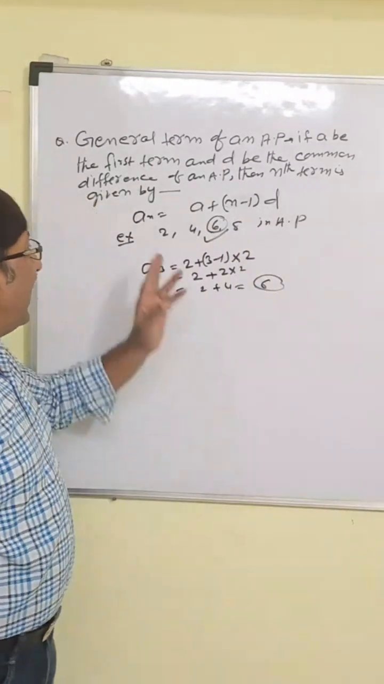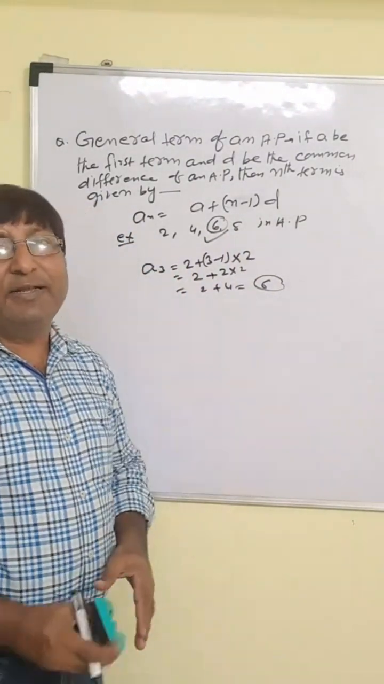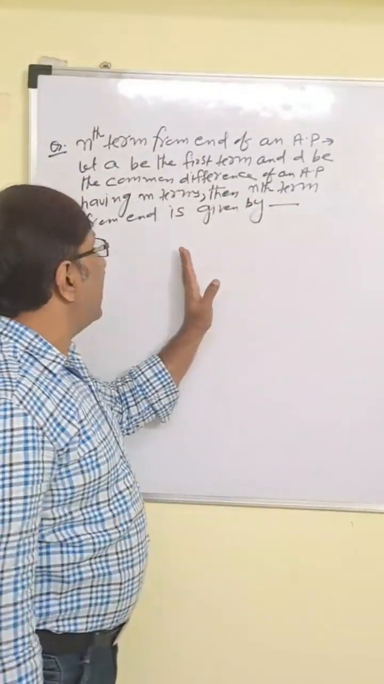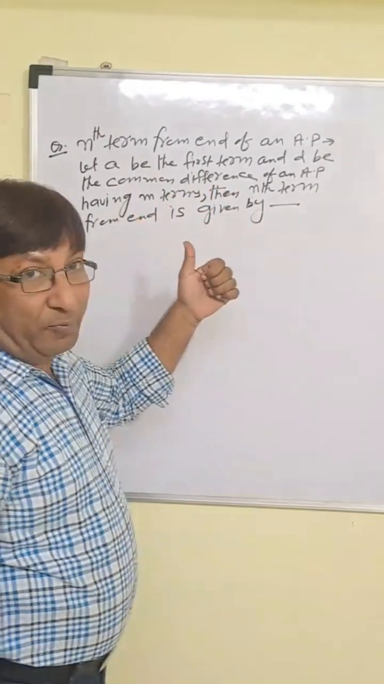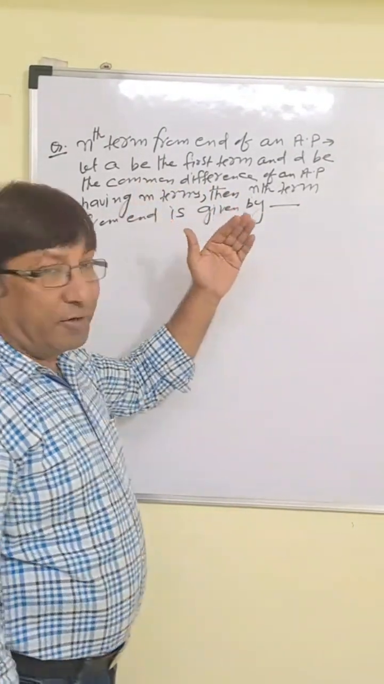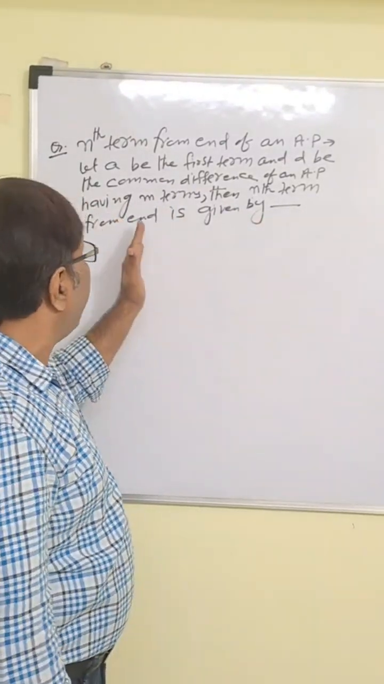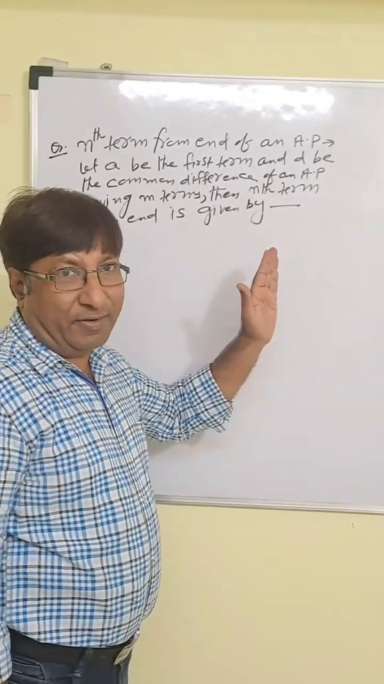See, in this way, with the help of this formula, we can find any term of the given AP. Let us see the question. Here the question is to find the nth term from the end of an AP. So let A be the first term and D be the common difference of an AP having m terms. Then the nth term from the end is given by, right?